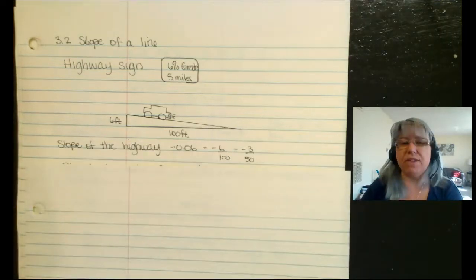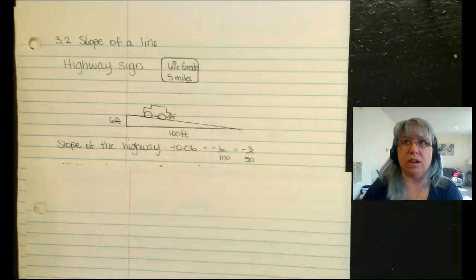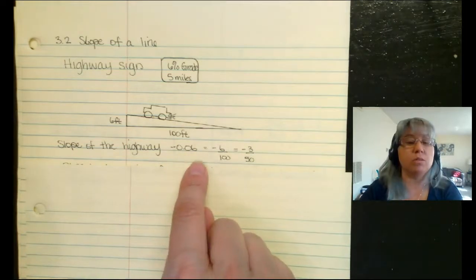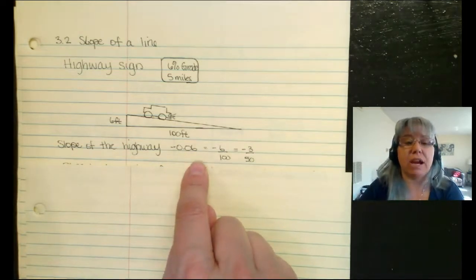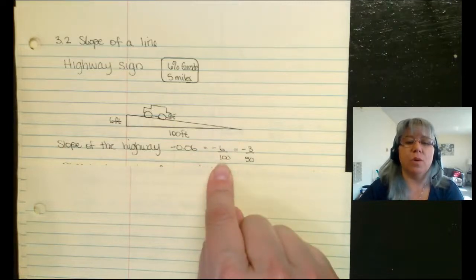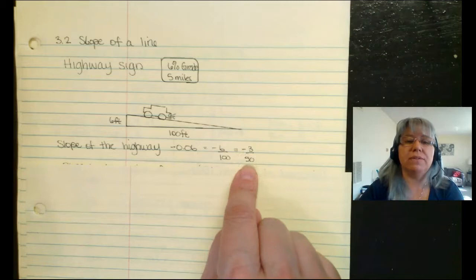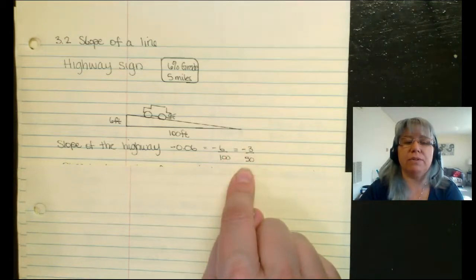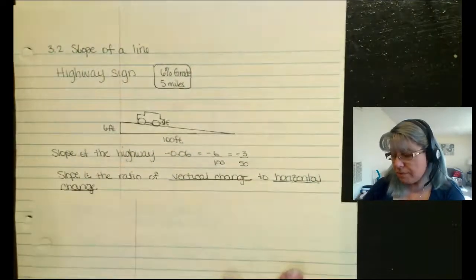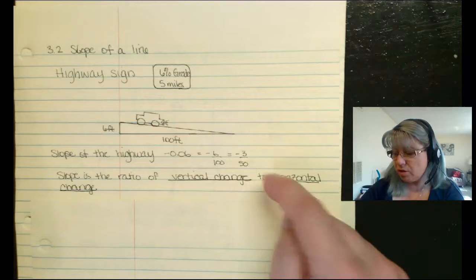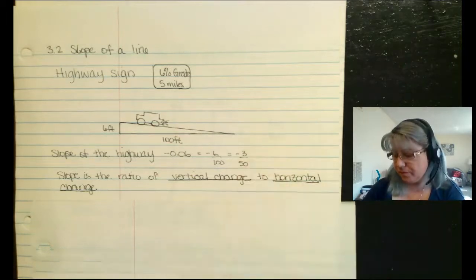We can think of that as a decimal, and we can also think of descending as negative. So negative 0.06 equals, as a fraction, negative 6 over 100, or negative 3 over 50. What did that number, negative 3 over 50, mean? It's the ratio of the vertical change to the horizontal change.